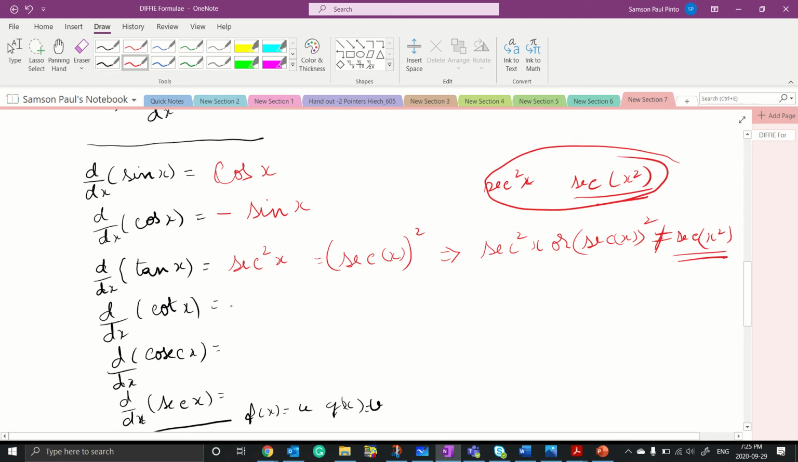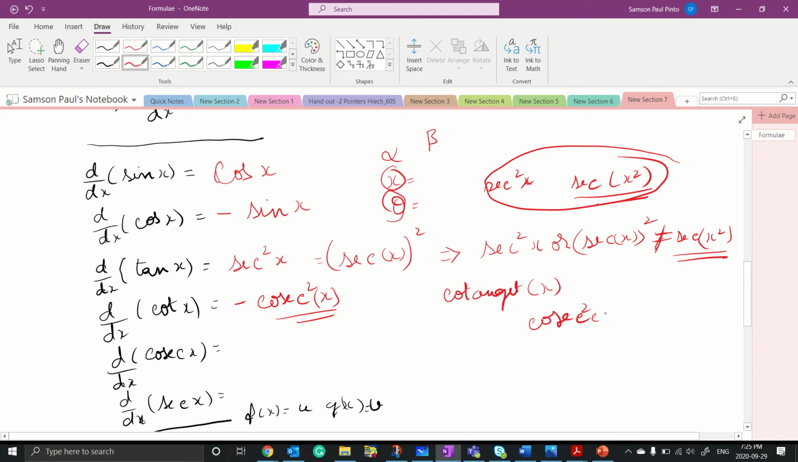Also, in all these functions, x is in radians. In most books you might find it as theta, alpha, or beta, but I prefer to write it as x or theta. And differentiation of cot x, cotangent x, is nothing but minus cosecant square x.